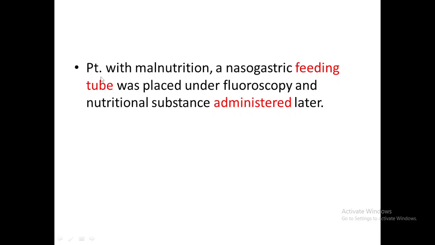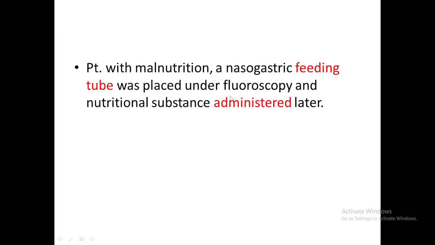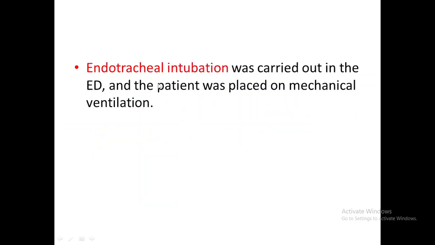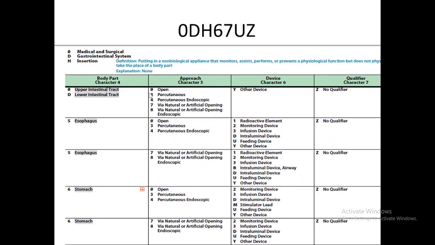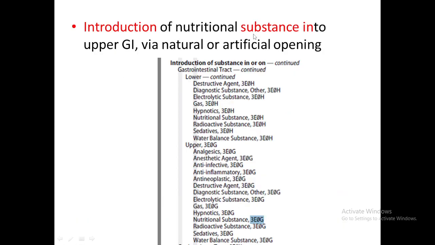The next example is a patient with malnutrition. A nasogastric feeding tube was placed under fluoroscopy and nutritional substance administered later. So here the root operation will be insertion of nasogastric feeding tube. Actually in this case sheet also we should code for both nasogastric feeding tube and administration of nutritional substance. Hence we get two codes here: one for insertion of feeding device and another for introduction of nutritional substance.